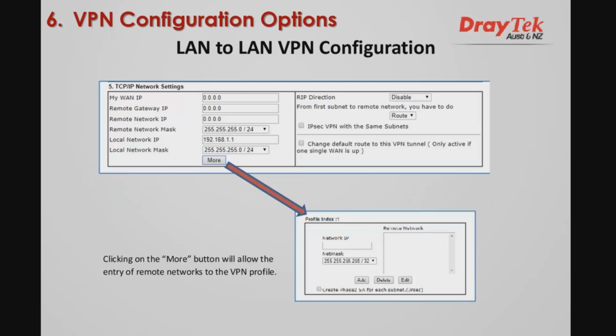Section 5, TCP/IP settings, allows you to enter the network details of the local and remote networks so traffic can be routed over the LAN-to-LAN VPN tunnel. Clicking on the More button allows the entry of additional remote networks. Other options are IPsec VPN with the same subnets. This allows the same subnet to be used at each end of the VPN tunnel, and the router translates the subnet to a virtual IP subnet. Change default route to this VPN tunnel forces traffic from the remote VPN connection to use this router as the gateway for internet connection.